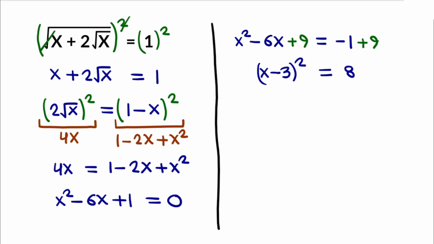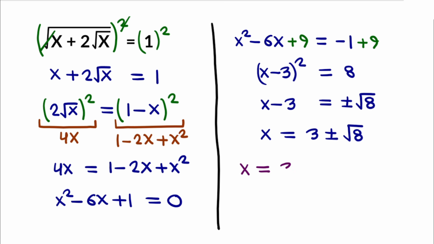Now take the square root of both sides. We get x minus 3 equals plus or minus the square root of 8. Add 3 to both sides. x equals 3 plus or minus the square root of 8. Since the square root of 8 is 2 times the square root of 2, our two algebraic solutions are x equals 3 plus 2 root 2, or x equals 3 minus 2 root 2.